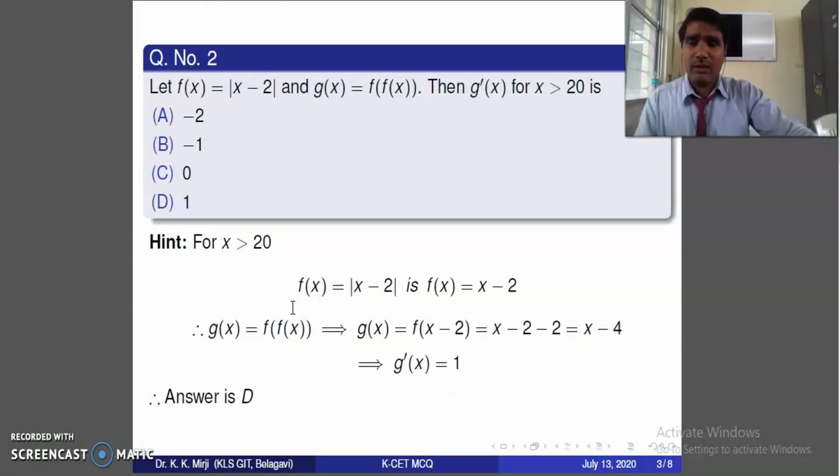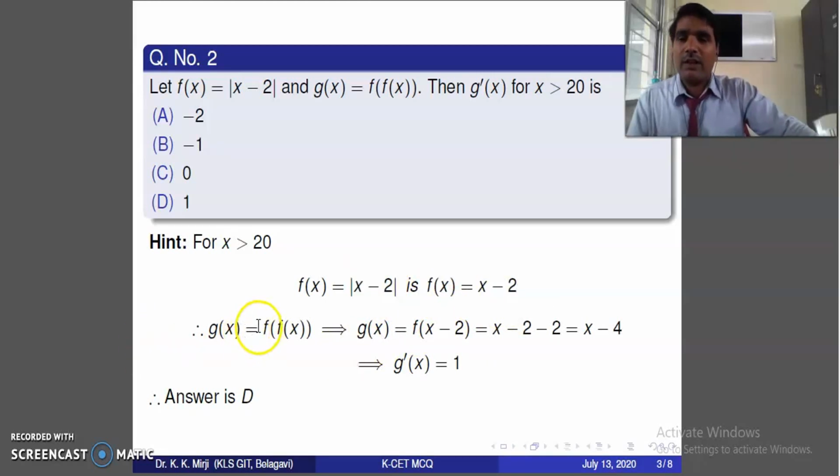Next, the second question. Here they have given: let f of x be equal to modulus of (x minus 2) and g of x be equal to f of x; then g dash of x for x greater than 2 is? So here they have given x greater than 2. Very important: for x greater than 2, this x minus 2 is always positive, so there is no need of writing this modulus. Directly we can write f of x is equal to x minus 2.